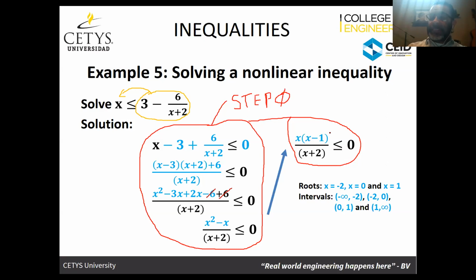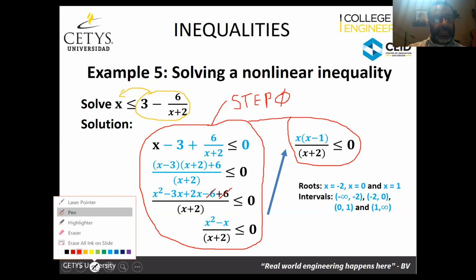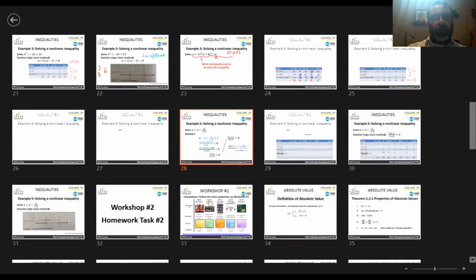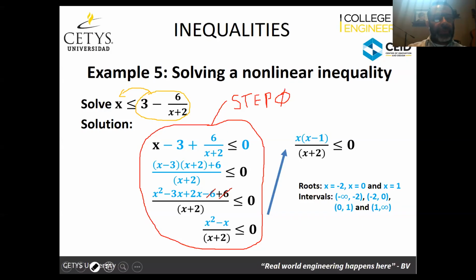Perfect. So the next step would be factorization. And so this would be the factorization part. So we've left it with regards to, and just to be clearer here, I'm going to erase this connection here. So this is step 0, which would be leaving it with regards to 0.